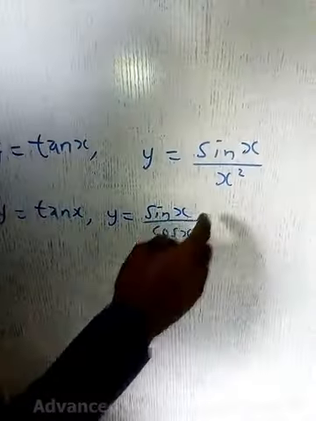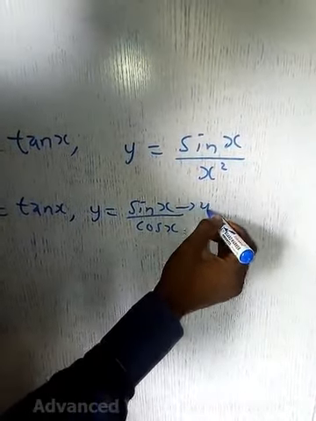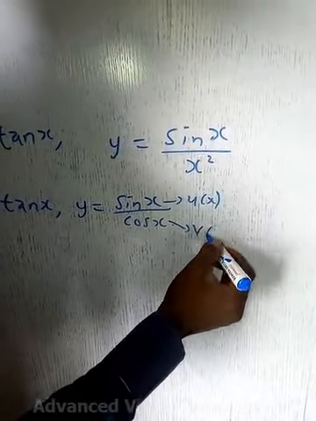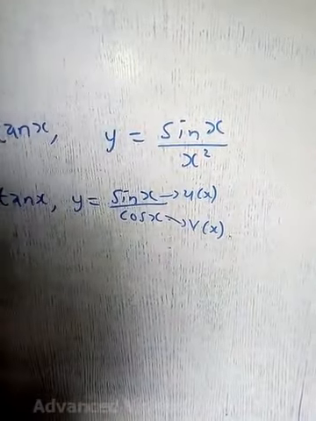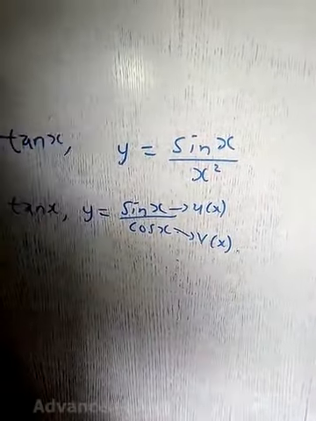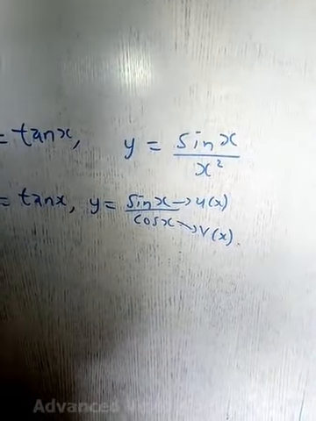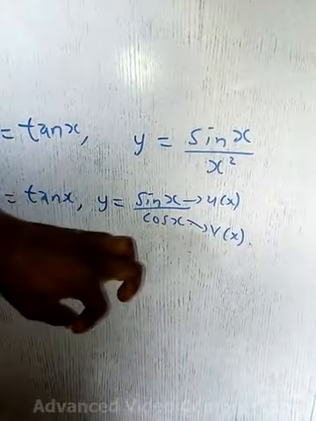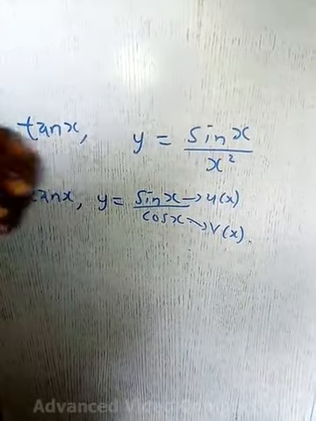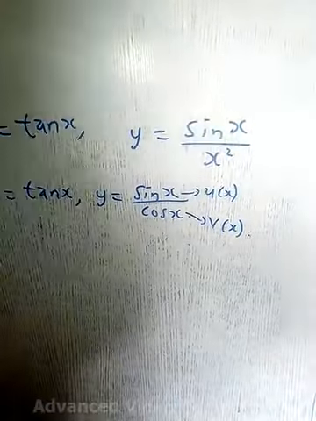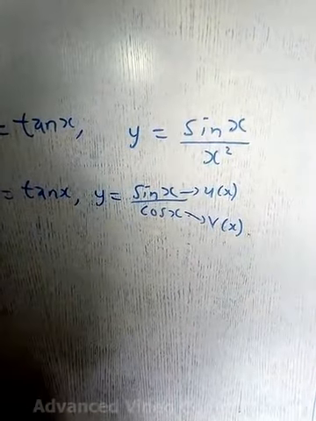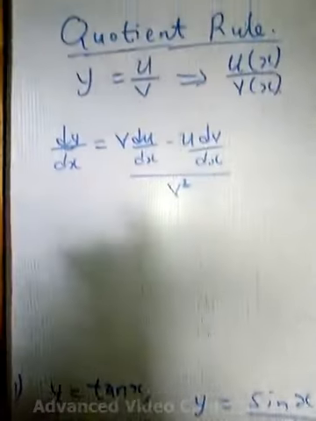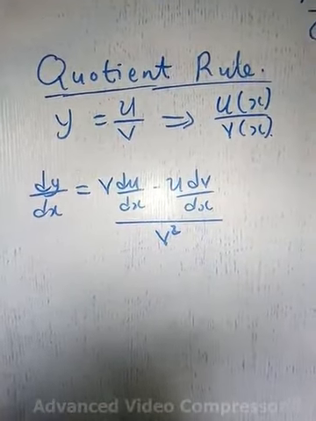You know that this is your u. The one at the top is always your u. The one below is always your v. And this is a function of x. This is also a function of x. So that coincides with the quotient rule. You only apply the quotient rule if the denominator is a function of x. If the denominator and the numerator are functions of x, then apply the quotient rule. So what does the quotient rule say? It says v du/dx minus u dv/dx all over v squared.